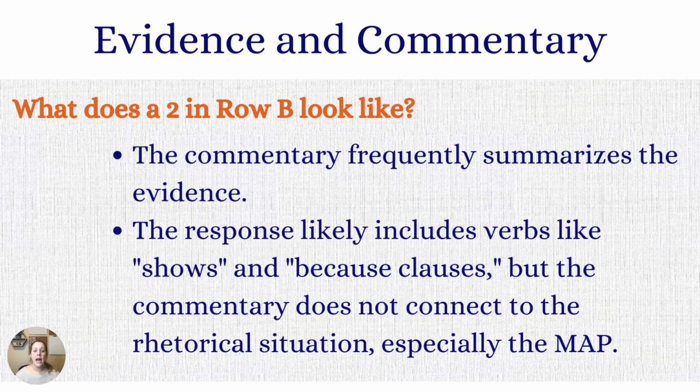Now, it's possible that an essay that scores a 2 in row B uses verbs like shows. There are some better verbs. So verbs like illustrates, highlights, demonstrates, underscores, emphasizes. Try not to just use the verb shows, but we want to see a verb like that in your commentary because that's helping you develop your commentary a little bit more. That's going to help elevate your essay from a 1 in row B to a 2 in row B.